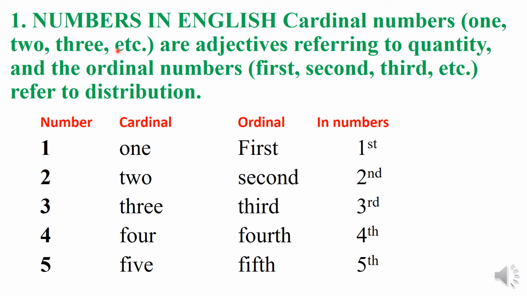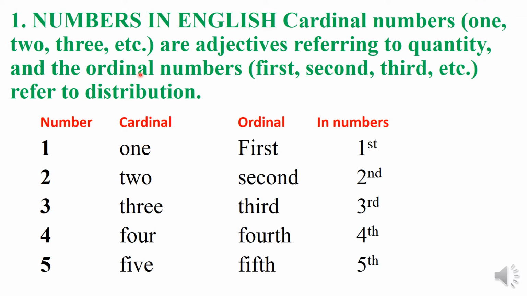And these are adjectives referring to quantity. I have told you about adjectives. When we say one boy, this one is an adjective and the boy is a noun. Two boys, three girls, four classes. These are adjectives referring to quantity.